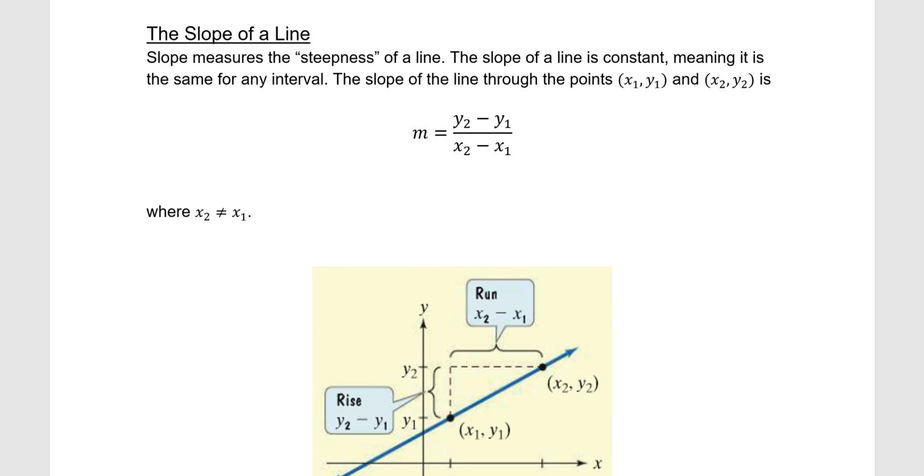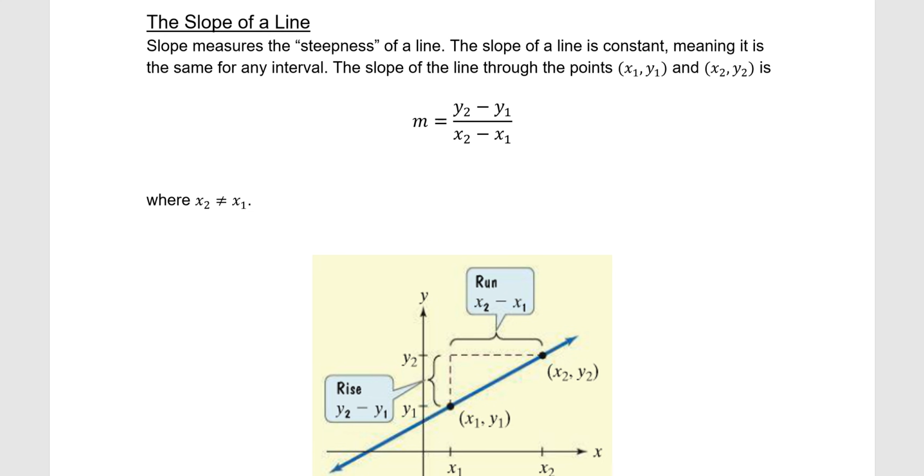Okay, so starting off with the slope of a line. Slope measures the steepness of a line, and it's going to be constant, meaning it's going to be the same over any interval for a line. So here's the slope formula between 2 points. If we have 2 points, x1, y1, x2, y2, then the slope between them is the change in their y-coordinates divided by the change in their x-coordinates. So the slope is m, which is y2 minus y1 over x2 minus x1.